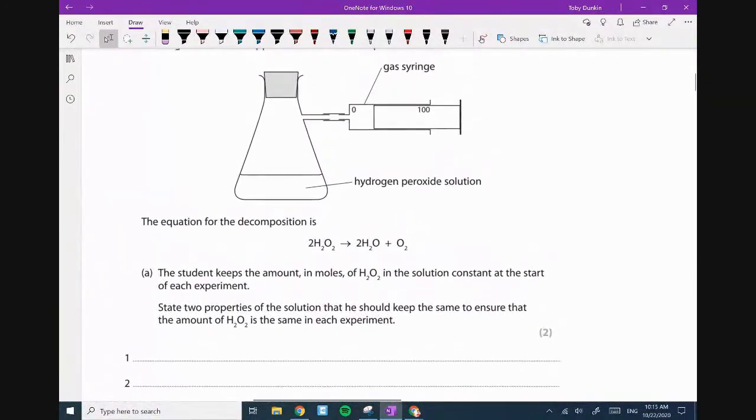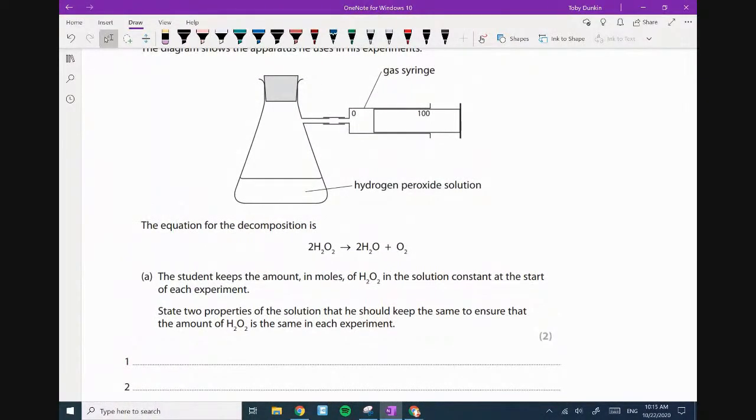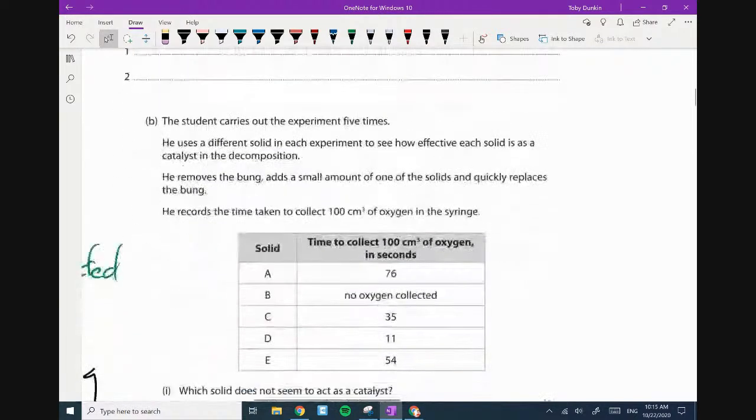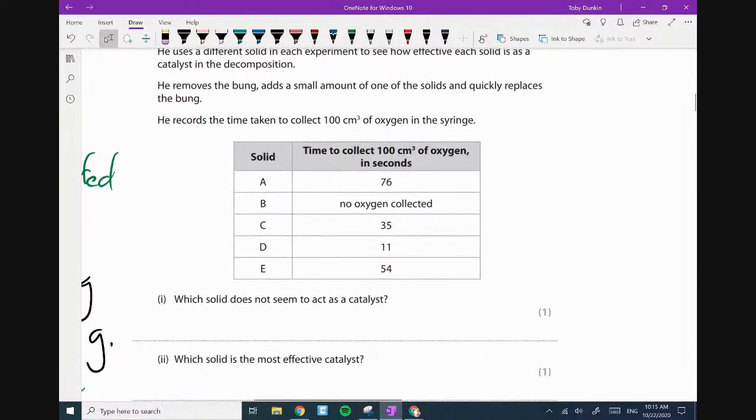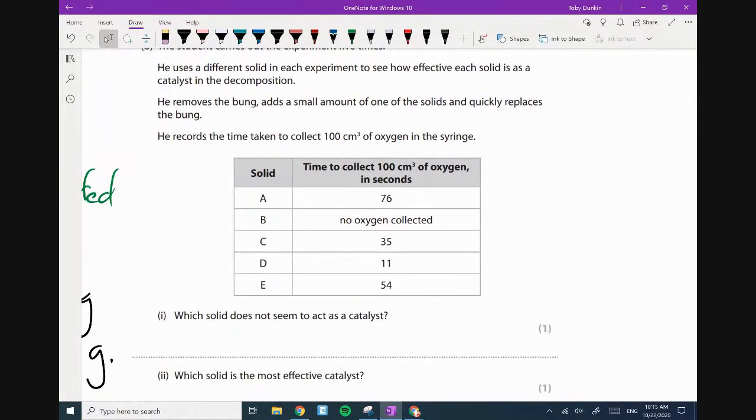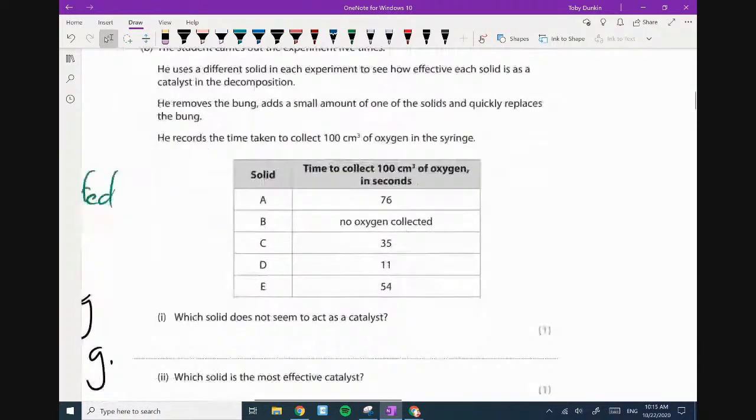Right, the hydrogen peroxide and a catalyst reaction, I'm assuming. State two properties of the solution that should be kept the same. Its volume and its concentration. What solid does not seem to act as a catalyst? B, hasn't done anything. Seems reasonable.